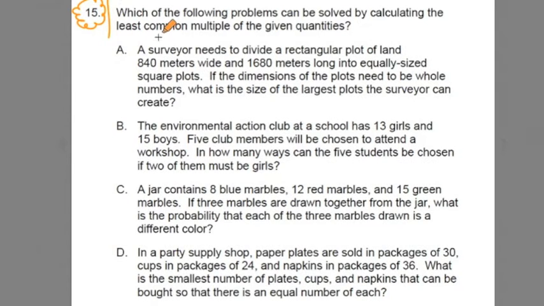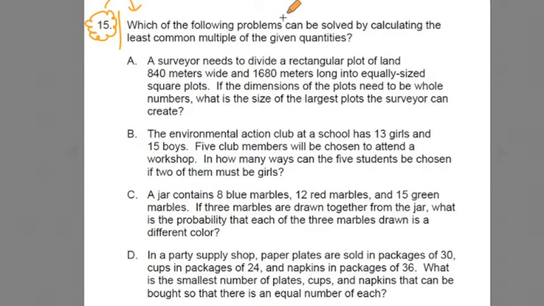It says for number 15, which of the following problems can be solved by calculating the least common multiple of the given quantities? And then we have four different problems. Now you'll notice these are all questions, and we're not actually asked to answer any of these questions, merely to identify which of these problems involves doing calculations involving least common multiple.